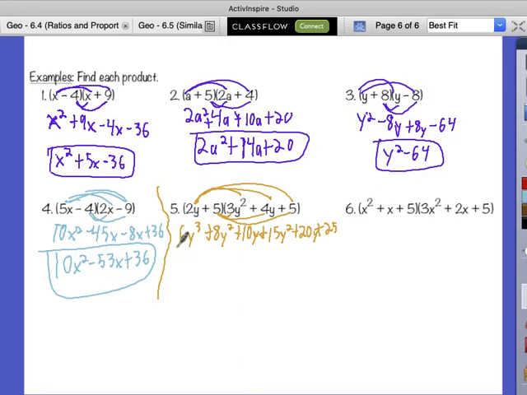So we see 6y cubed comes first all alone. Then we see our 8y squared and our 15y squared would come next. Then our 10y and our 20y. And then our 25. So 6y cubed comes first. What's 8y squared plus 15y squared? 23y squared. What is 10y plus 20y? 30y. And then that 25 just comes trailing on its own.